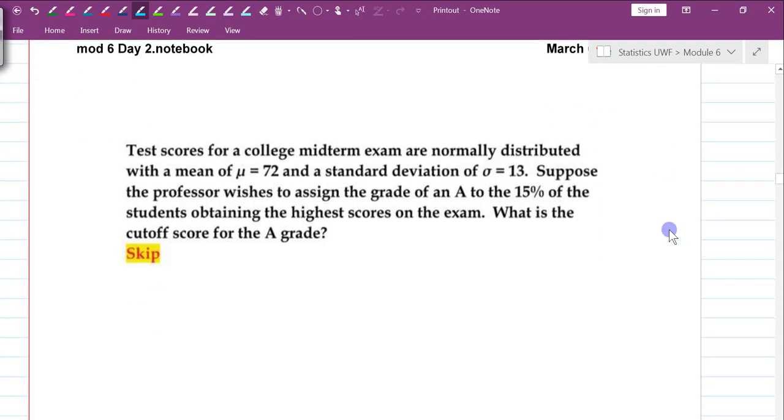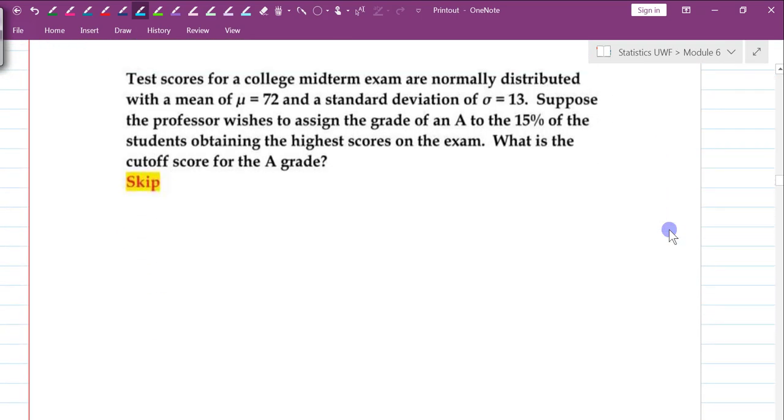Okay, another one. If you all want to pause this for just a second and see if you can solve it, then you'll see how you're doing, and if you get it right, just fast forward on through. Okay, so here we go.